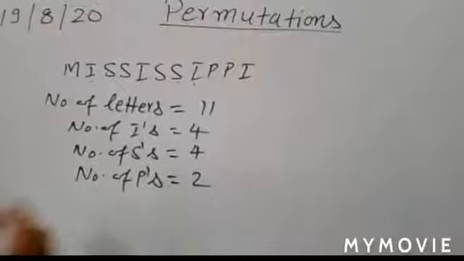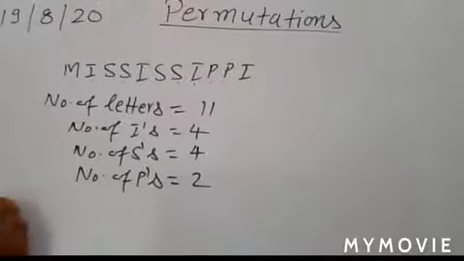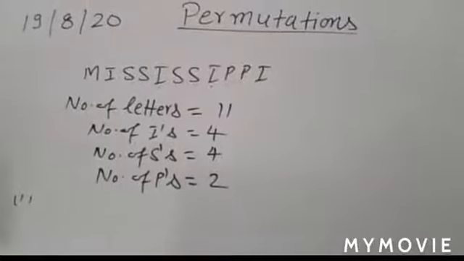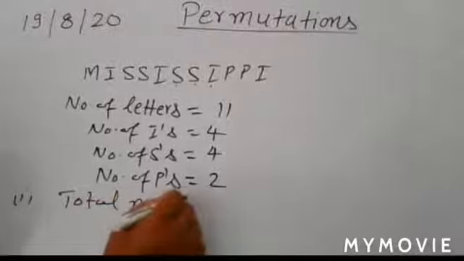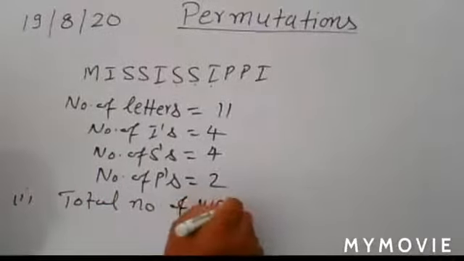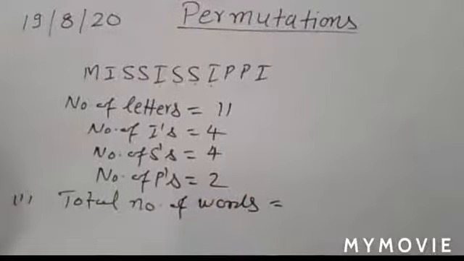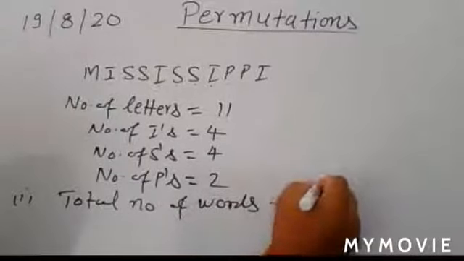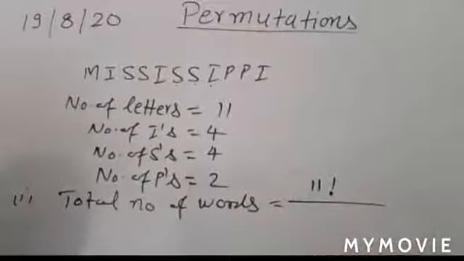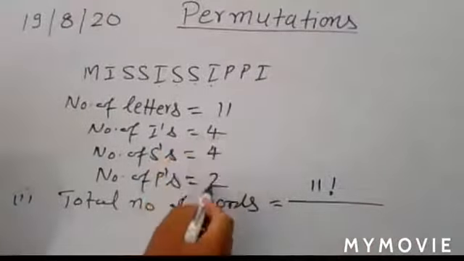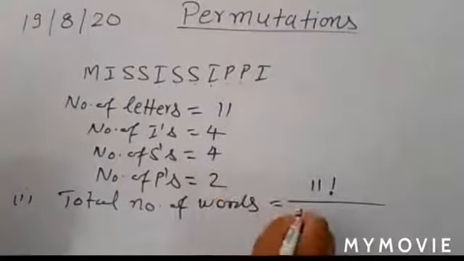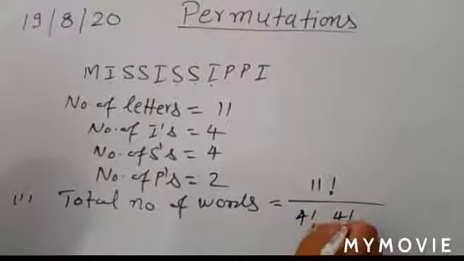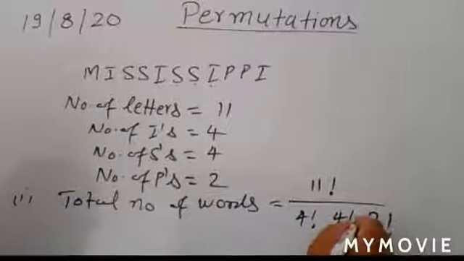Okay, so first of all, here you write your first part. So the total number of words. So write total number of words. That can be written as 11 factorial upon, you have to divide all those factorials which are repeated here, means 4 factorial into 4 factorial into 2 factorial.